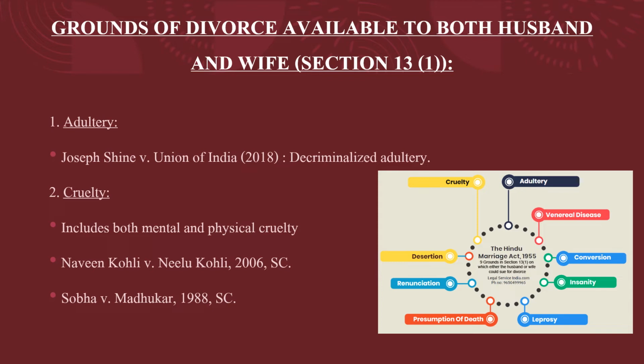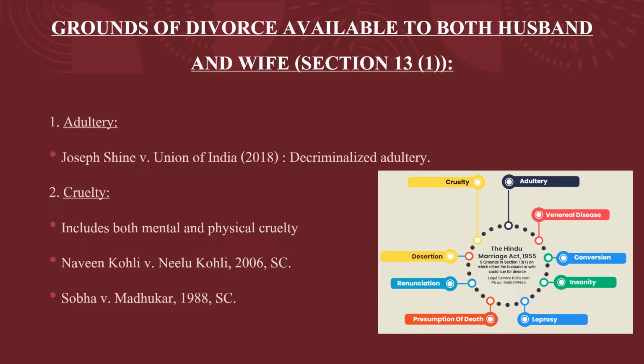Moving on to the next ground, which is cruelty. The modern concept of cruelty includes not just mental cruelty, but also physical cruelty. Though it's easy to determine the nature of physical cruelty, it's quite difficult to say much about mental cruelty. Hence, the determination of cruelty depends upon the circumstances and facts of each case. Some instances of cruelty would include demand of dowry, impotency, false accusations of adultery, etc.